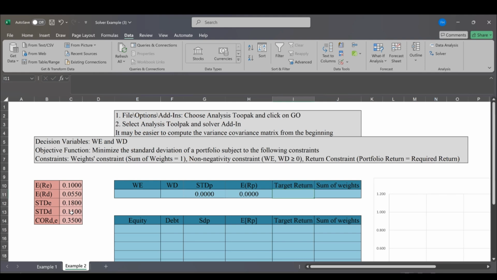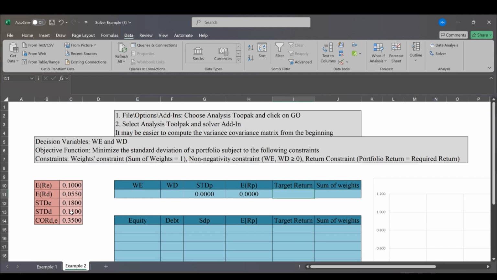Now, the target return here, because you're going to do this in your project, you need to solve multiple times for different target returns. So here I'm including this as a cell instead of putting this directly in solver because it's easier to change it here instead of changing it in solver. For the target return, I can start with any value that's between 5.5% and 10%. Because 5.5% is going to be my lower return, 10% is going to be my higher return.